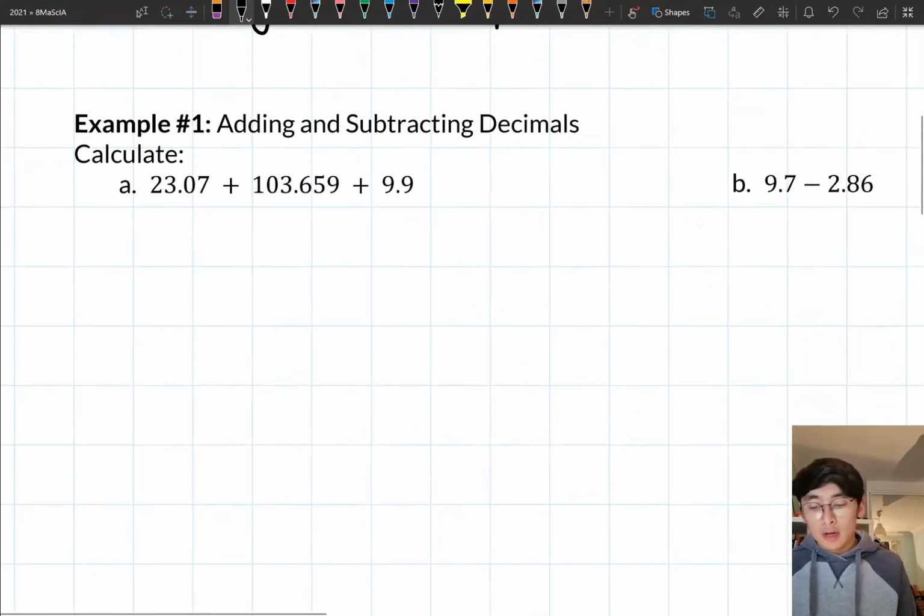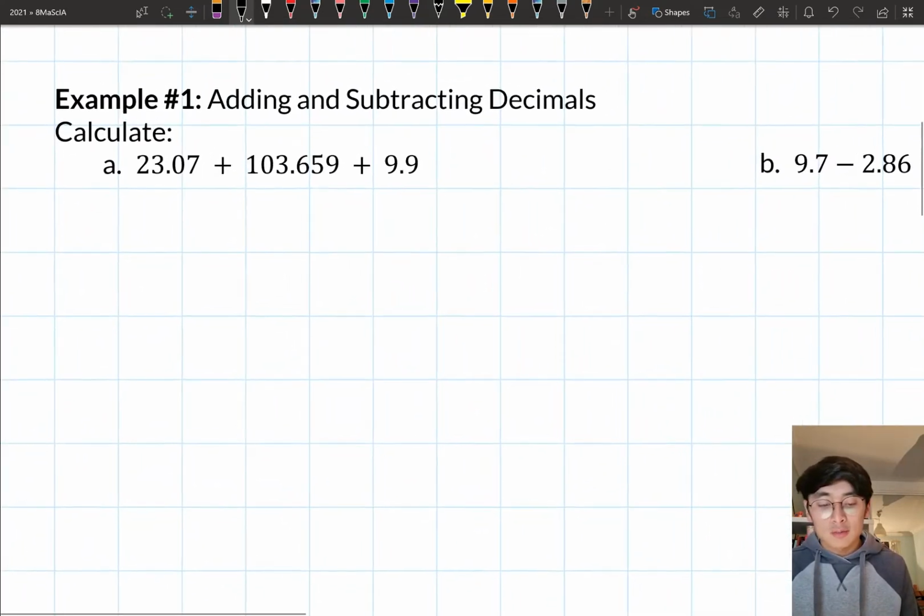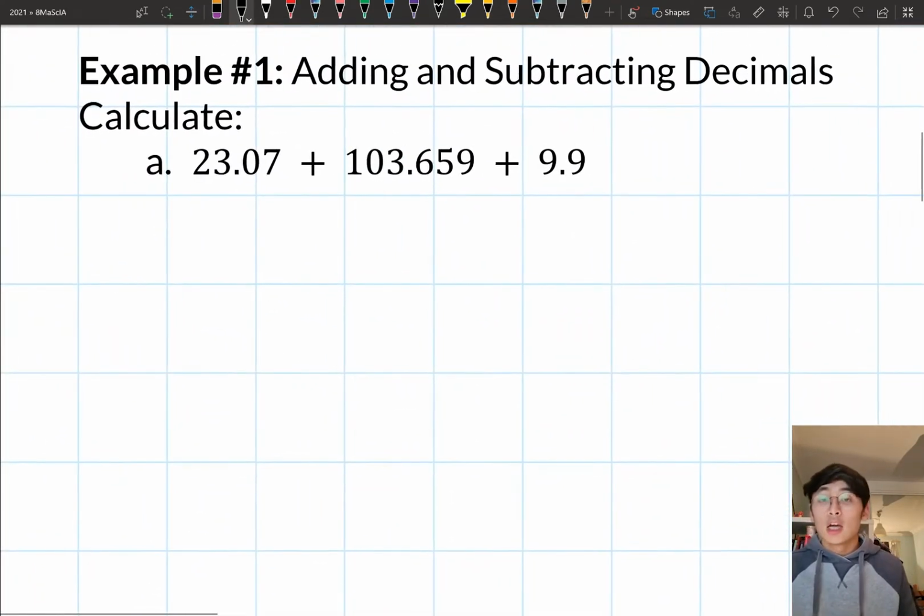The first one here, we're going to be adding. So here we're adding and subtracting decimals. We're going to go through this first example where we're adding 3 decimals together. Okay, so let's have a go at this one. We're adding 23.07, 103.659, and 9.9. So when we're adding these decimals, what we want to do is firstly align our decimal point.